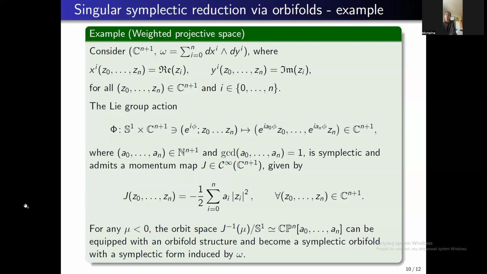And also we can show that for any negative number, the orbit space given by the quotient of our momentum map level set by the circle group can be equipped with the orbifold structure and also become a symplectic orbifold with a symplectic form induced by this initial symplectic form omega. And this orbit space is also called the weighted complex projective space.